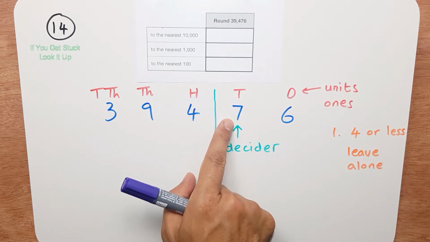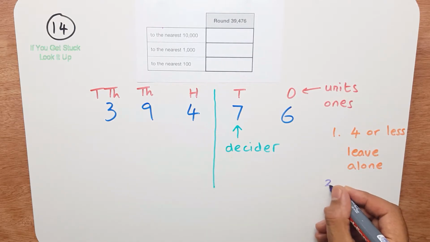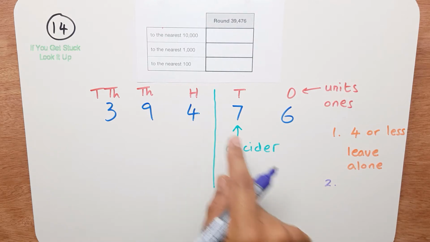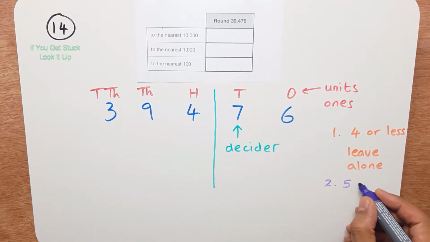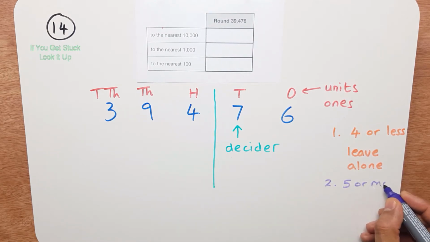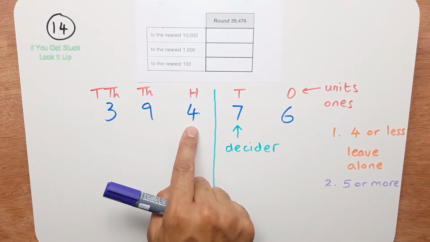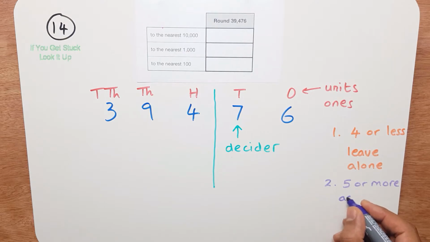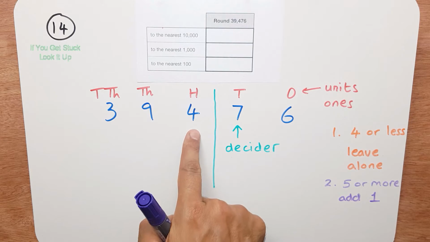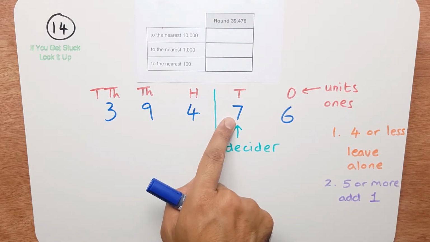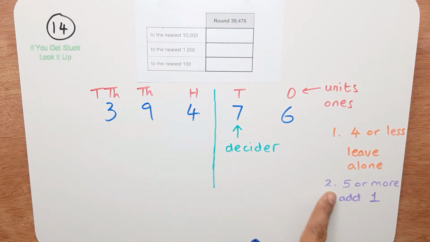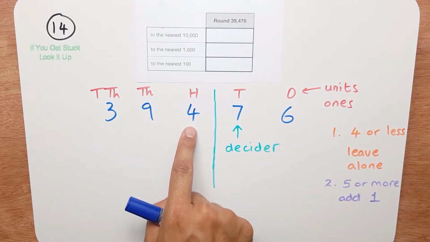Now the second rule for this, if the decider is 5 or more, this digit goes up by 1. So we add 1 to this digit. Now the decider is 7 and it's 5 or more. So we need to add 1 to this digit here.